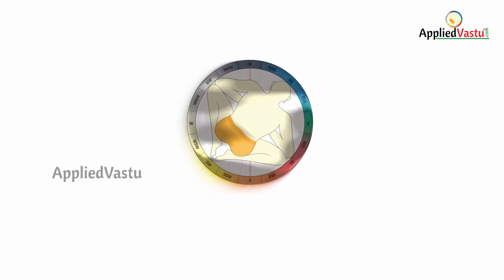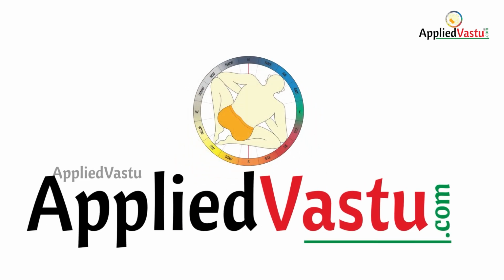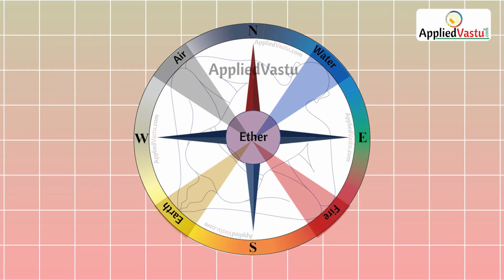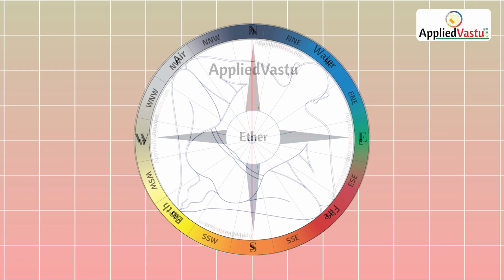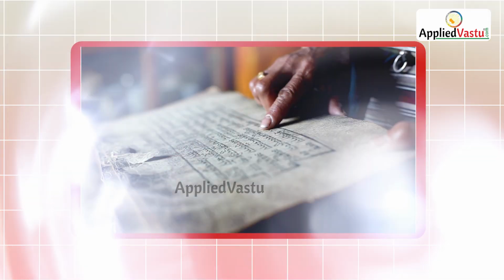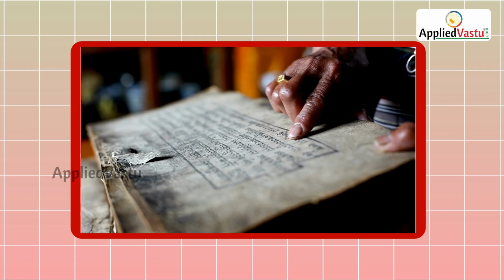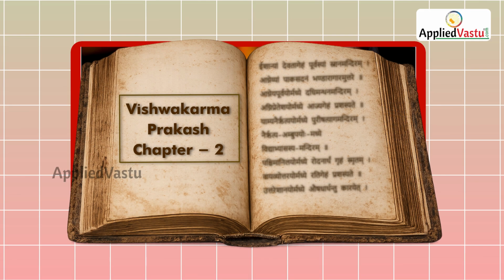This is class number 8 of the Applied Vastu free preliminary course. In our previous lecture, we talked about the 5 elements: fire, earth, air, water and space. In this class, we will cover the 16 directions. The concept of the 16 directions is already mentioned in the classical text Vishwakarma Prakash.